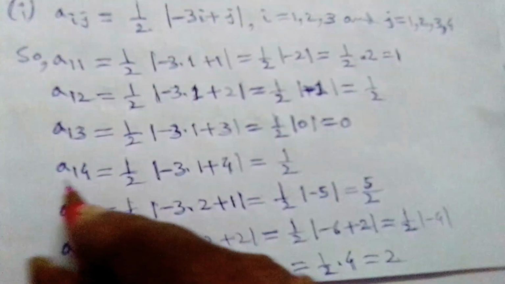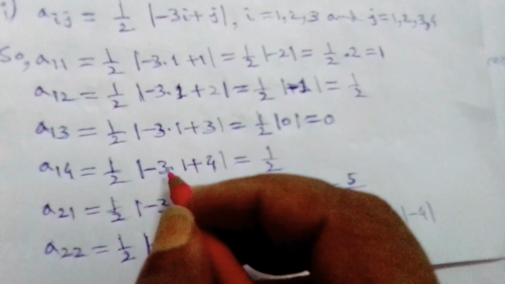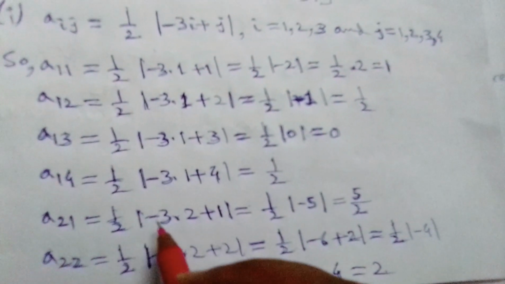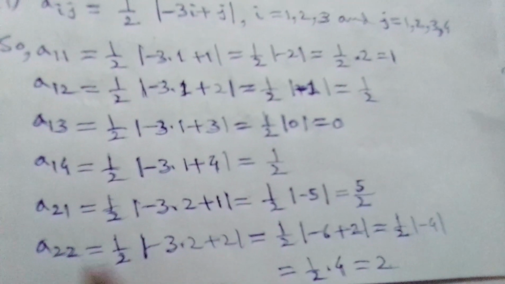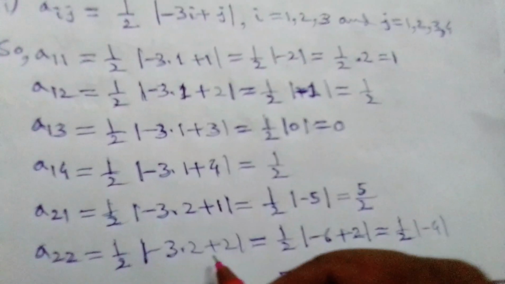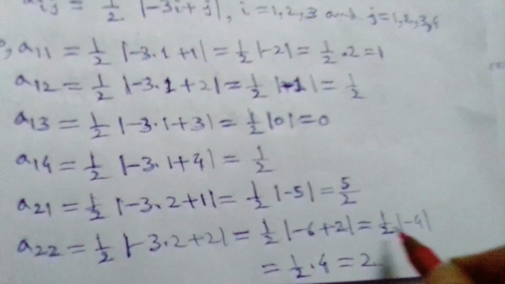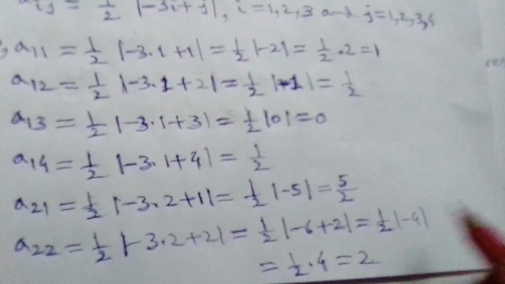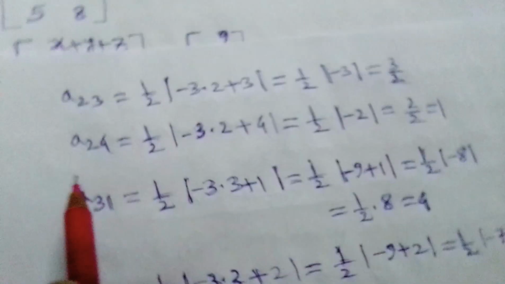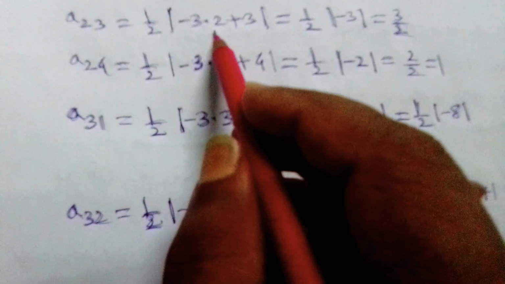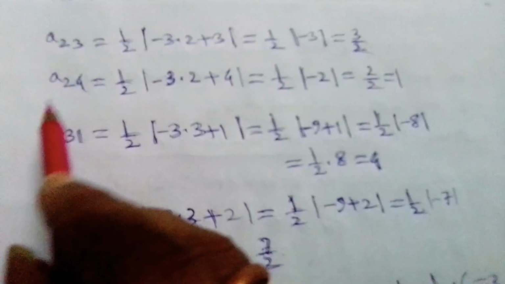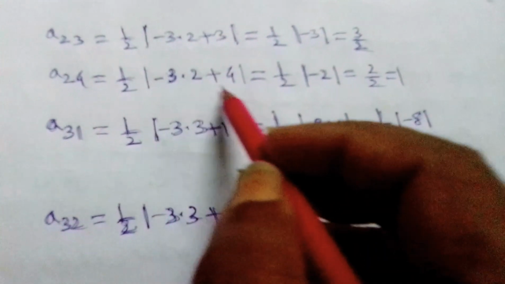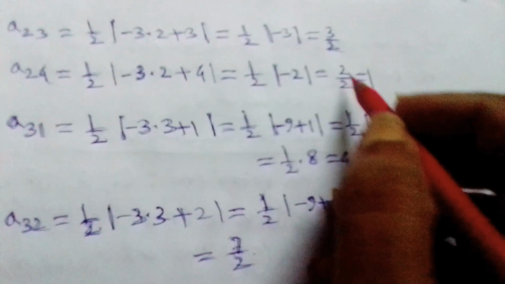We are calculating all these elements. A14, half of mod of minus 3 into 1 plus 4, that is half. A21, that is half of mod of minus 3 into 2 plus 1, that is half of mod of minus 5, that is 5 by 2. And here A22, that is half of mod of minus 3 into 2 plus 2, that is half of mod of minus 6 plus 2, that is half of mod of minus 4, that is half into 4, that is 2. Next is A23, that is half of mod of minus 3 into 2 plus 3, that is half of mod of minus 3, that is 3 by 2. A24, that is half of mod of minus 3 into 2 plus 4, that is half of mod of minus 2, that is 2 by 2, that is 1.